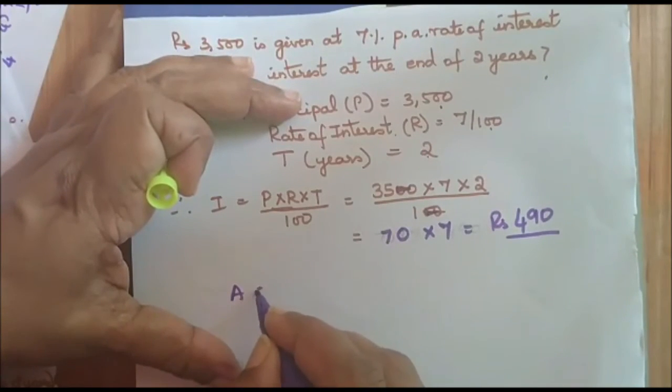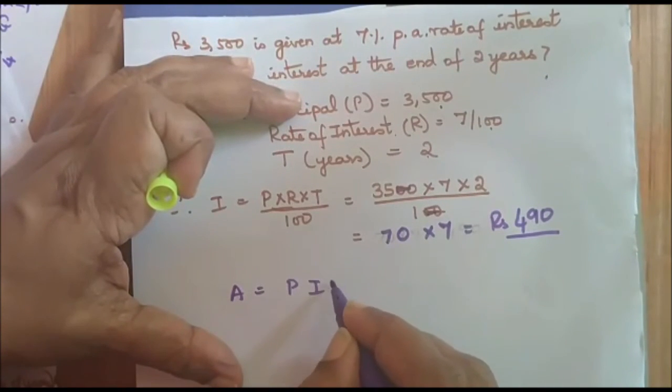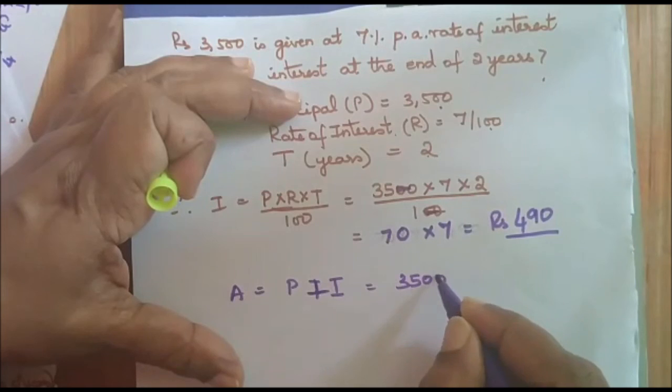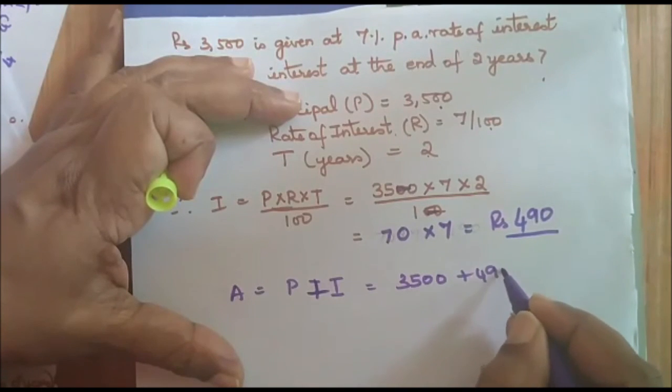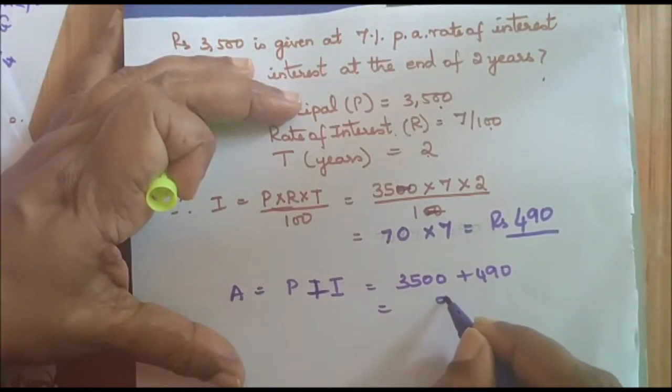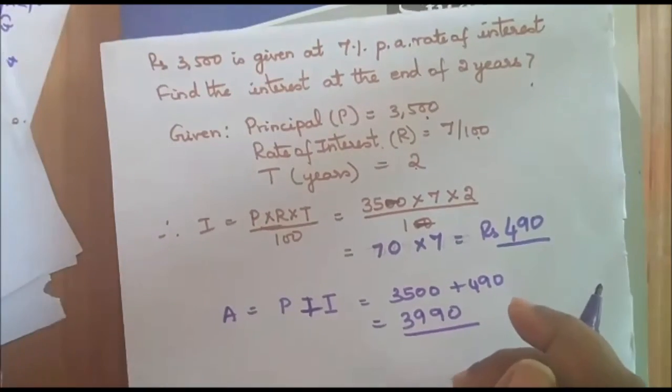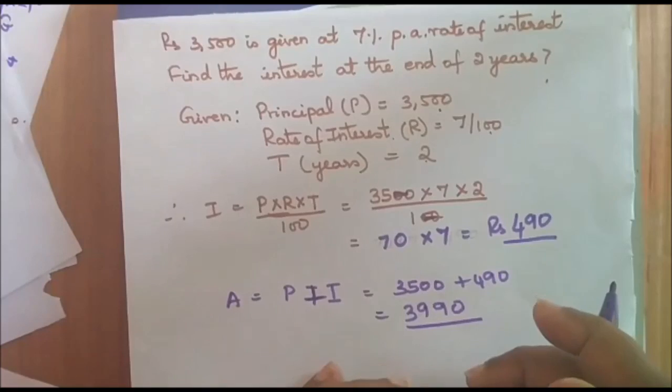And what is the amount? Amount is equal to principal plus interest, which is nothing but 3500 plus 490, which is nothing but 3990. That is the amount you have to pay at the end of 2 years.